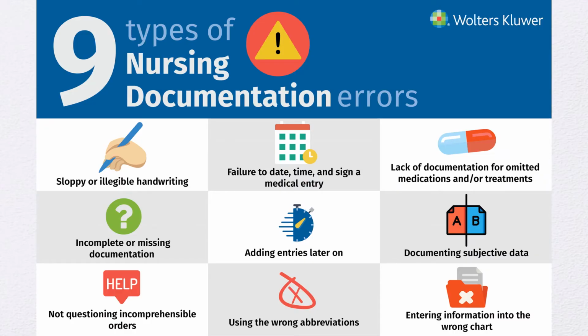So again, this slide is just another types of nursing documentation errors: sloppy or illegible handwriting, maybe they didn't date, time, and sign it, right? We got to have all those pieces to that prescription. Incomplete or missing documentation, you can see a lot of them are documentation problems, right? So making sure every single thing on your prescription is available to you. And if it's not, ask them. It's okay to stop and ask before you give a medication error.